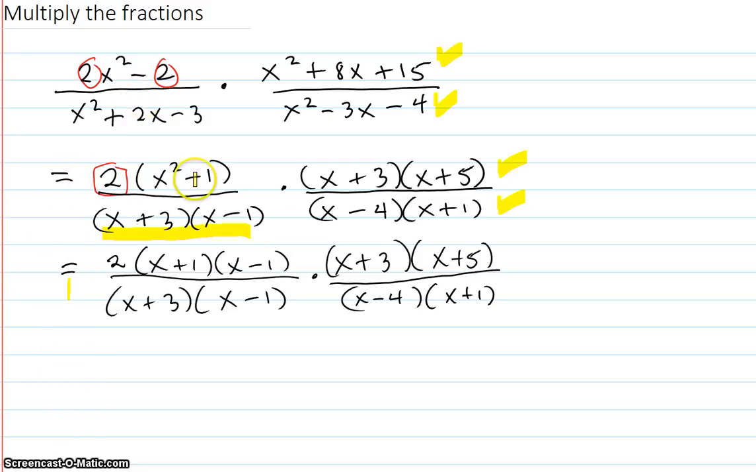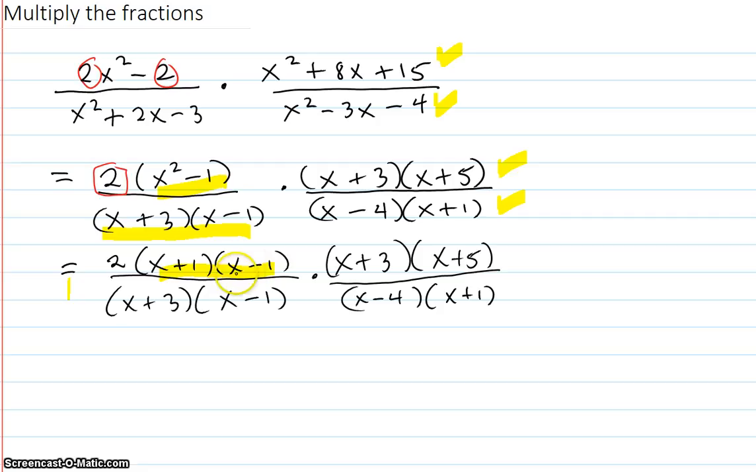Now we're going to take one more step and factor x squared minus 1, which is the difference of two squares. So that factors as x plus 1 times x minus 1. Now we're ready to cancel. Before we multiply, we reduce everything.